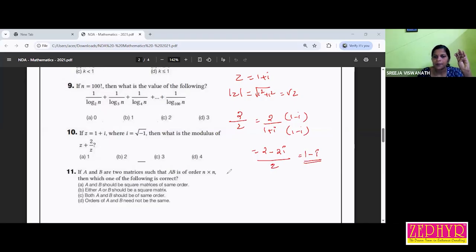Now z plus 2 by z. Z is 1 plus i, and 2 by z is 1 minus i. So we get 2. So what is the modulus of z plus 2 by z? Mod 2, that is 2. Answer 2.